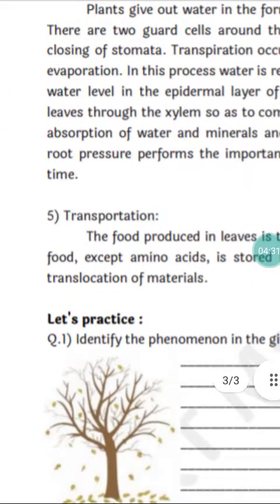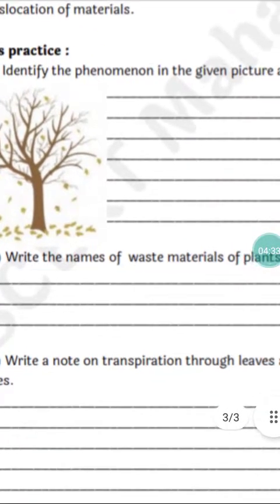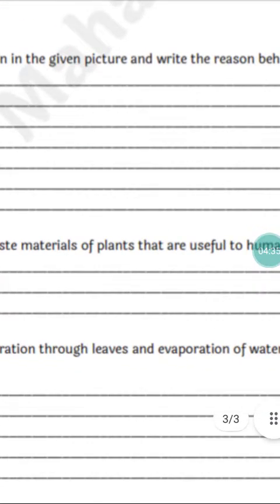Second question: write the names of waste materials of the plant that are useful to human beings. For this, you can also refer to page number 166. One sentence is given: some waste materials of plants are useful to humans. For example, gum, resin, latex of rubber, etc.